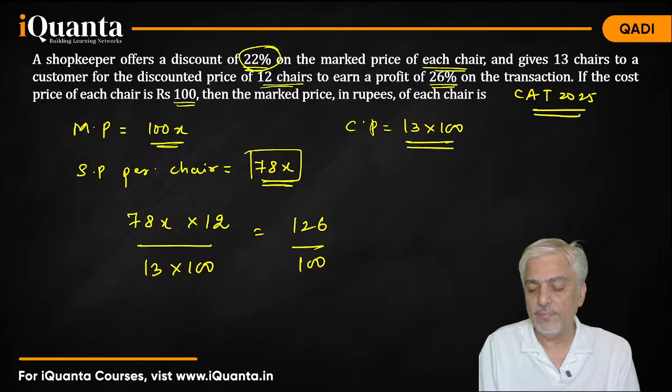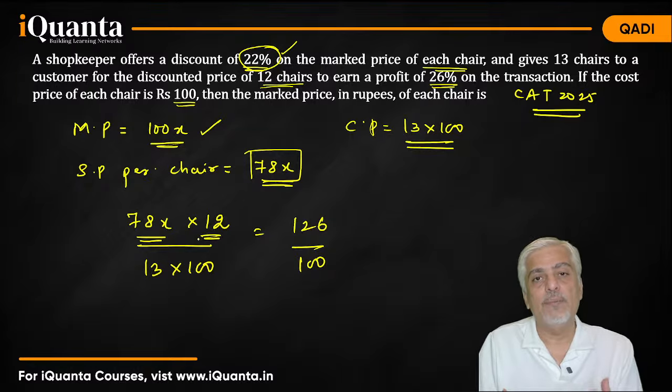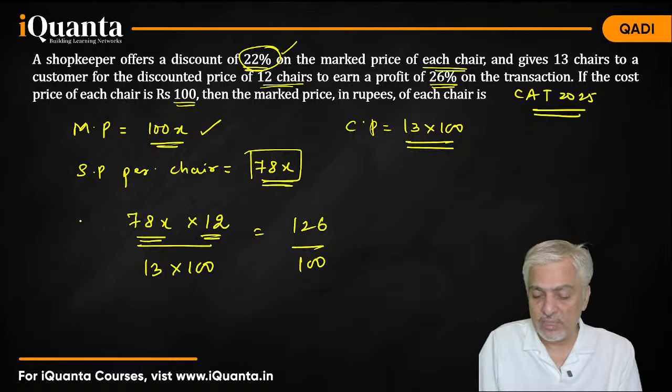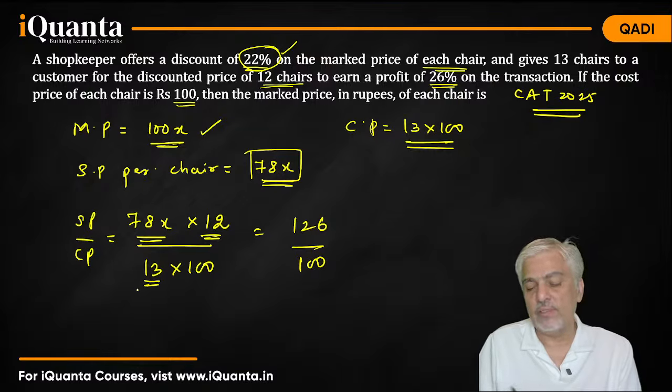Okay. Let's go through this once more carefully, everybody. Discount was 22%. I took mark price as 100x. So my selling price became 78x. I sold the customer 12 chairs, but he took 13 chairs from me. So this is my selling price. This is my cost price. The cost price is for 13 chairs, 13 into 100.